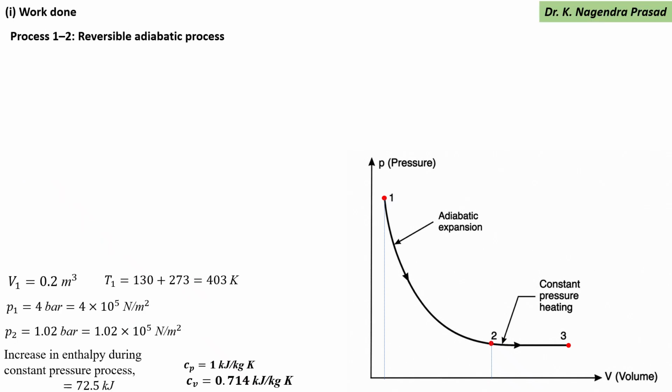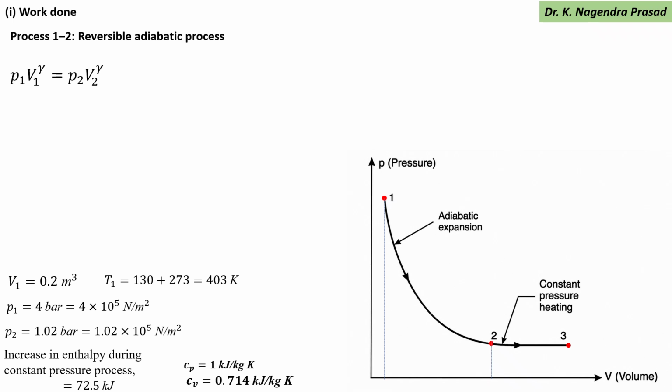First we have to calculate the work done. So observe process 1 to 2, which is the reversible adiabatic process. In the data, the initial pressure and final pressure P1, P2 are given, and V1 is also given, but we don't know the V2 value. To determine the work done we require the V2 value. So for this we first have to determine V2, and we know the relation between P and V in the reversible adiabatic process, that is P1 V1 to the power gamma equal to P2 V2 to the power gamma.